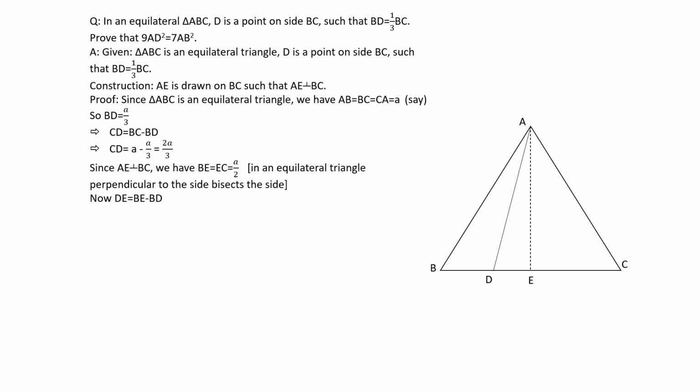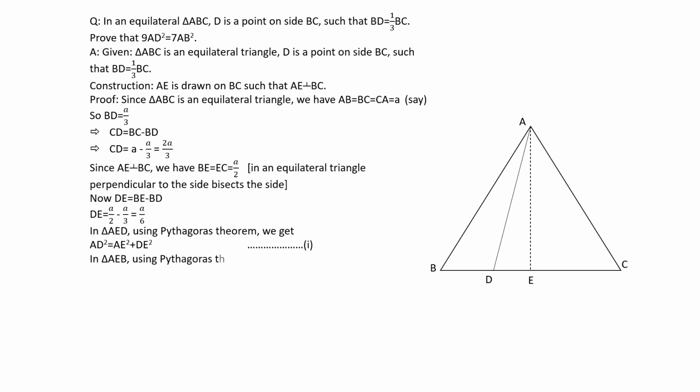Now DE equals BE minus BD, or DE equals a by 2 minus a by 3, which is equal to a by 6. Now in triangle AED, using Pythagoras theorem, we get AD square equals AE square plus DE square. Let this be the first equation. In triangle AEB, using Pythagoras theorem, we get AE square equals AB square minus BE square. Let this be the second equation.